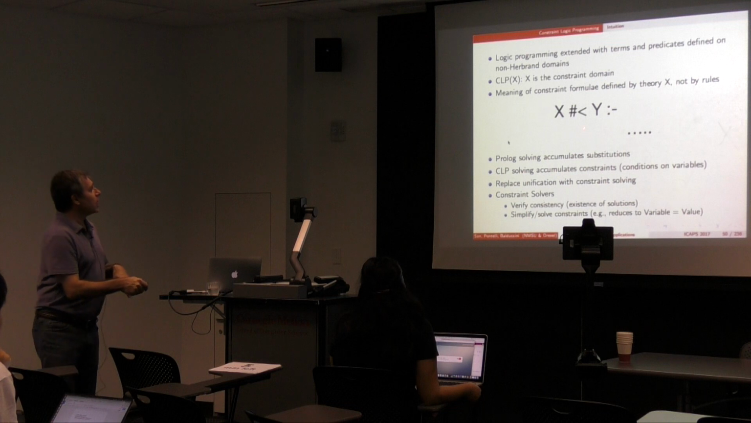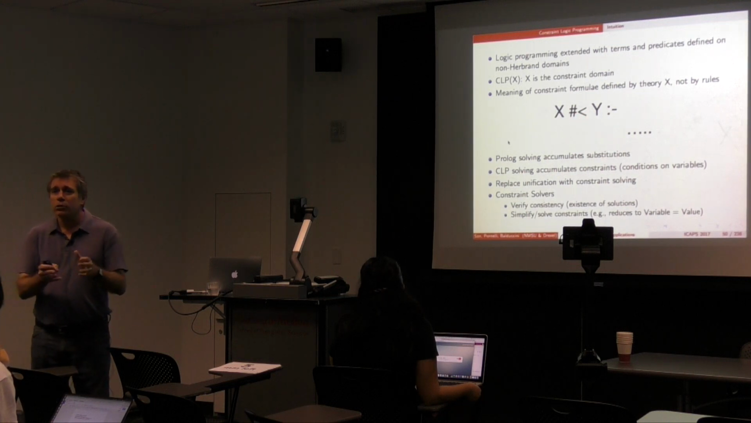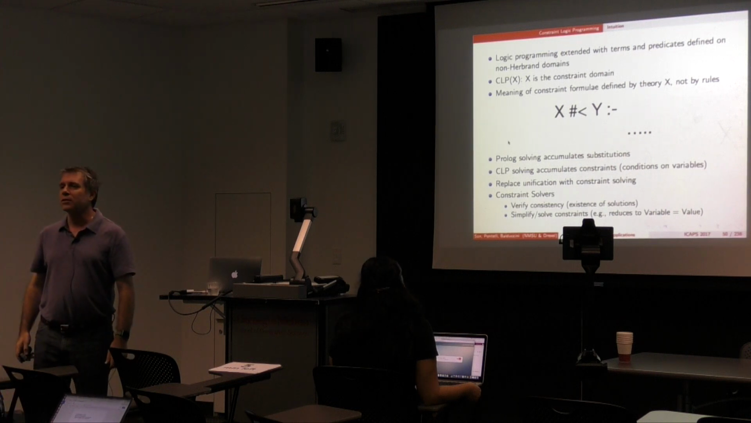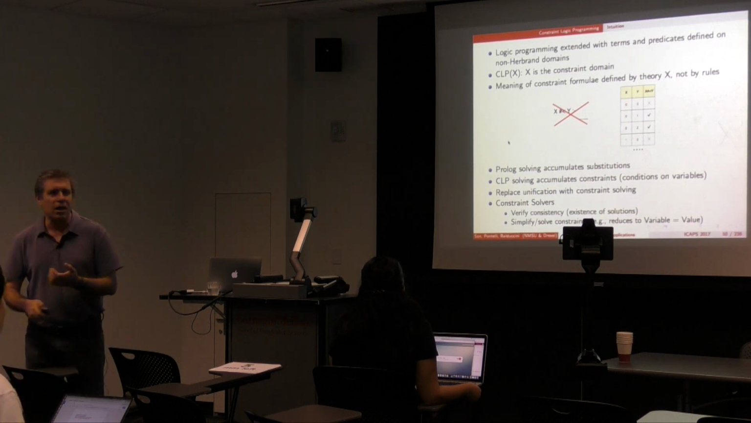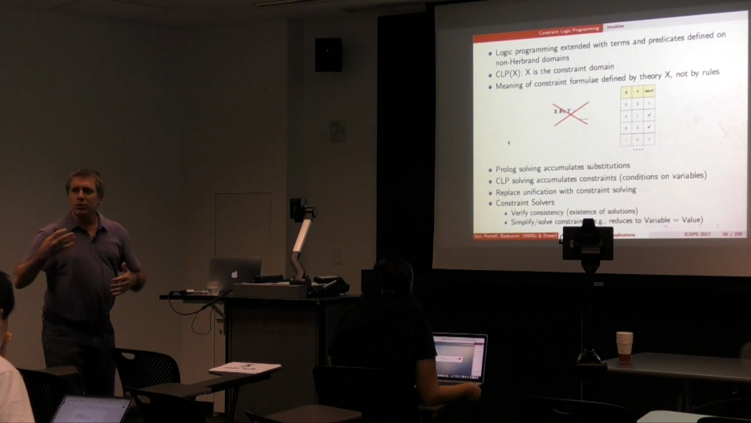So for example, if I have this particular component predicate that is part of the X, then I'm not going to find a rule in my program that is going to define the meaning of that. That meaning is going to be built into the system itself. It comes from the theory X. Of course, also the execution model is going to be different.